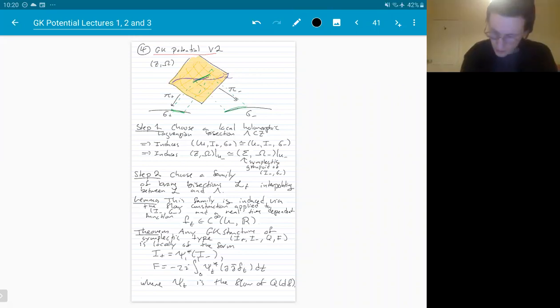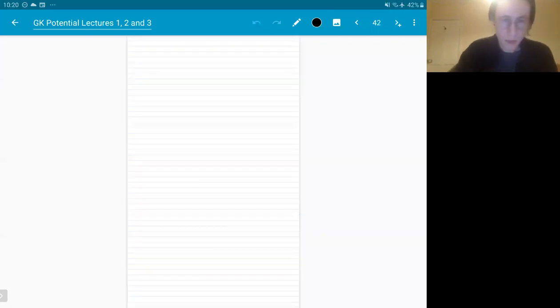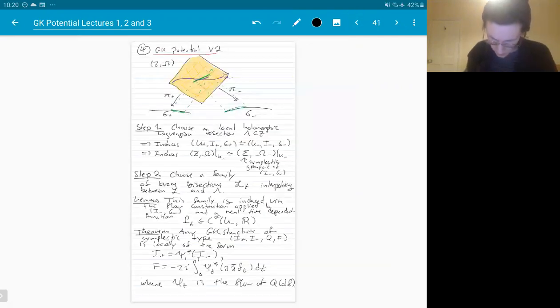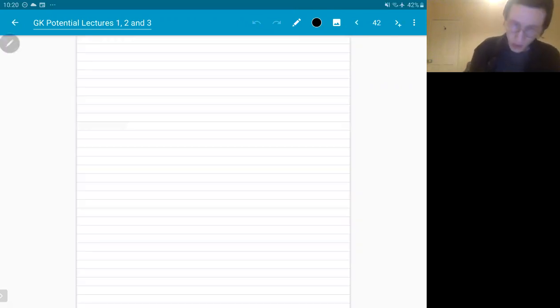So I wanted to finish, basically this is all I have. But there were a couple of questions that are open questions. Here's a technical one. I don't know how interesting it is, but it shows that any generalized Kähler structure is locally a flow construction away from a holomorphic Poisson structure. So it's something like this.